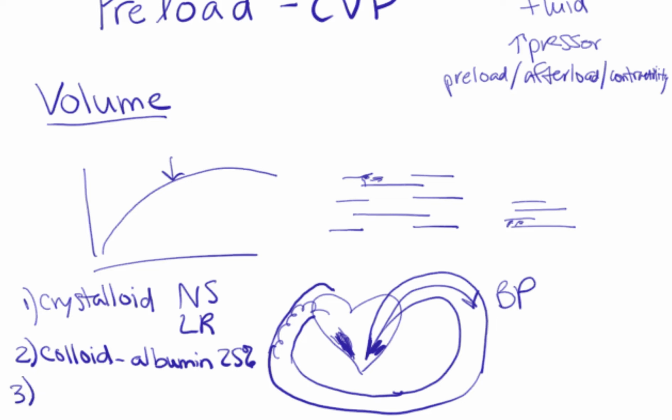And the third thing you can do is give blood or blood products. So if someone is hypovolemic because they've been hemorrhaging, blood should be included in the fluids that you're giving them. You'll probably give them some crystalloid as well, and then give them some blood to give them that volume back as well as the oxygen carrying capacity.